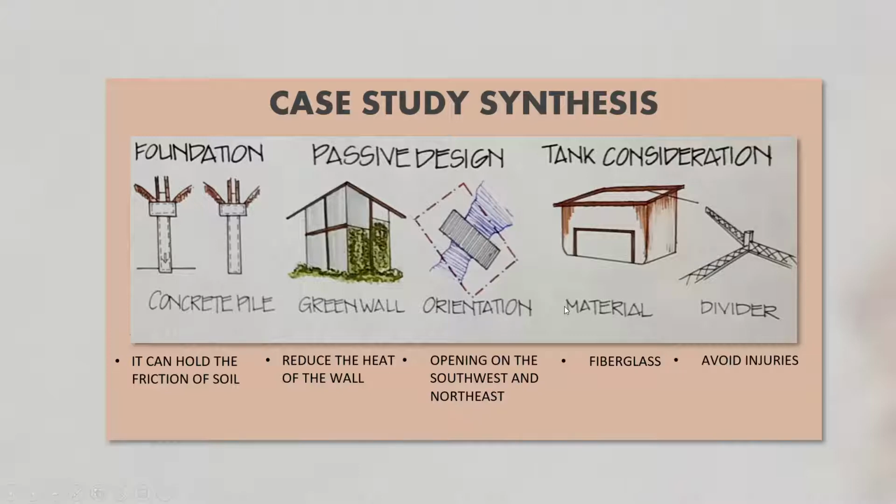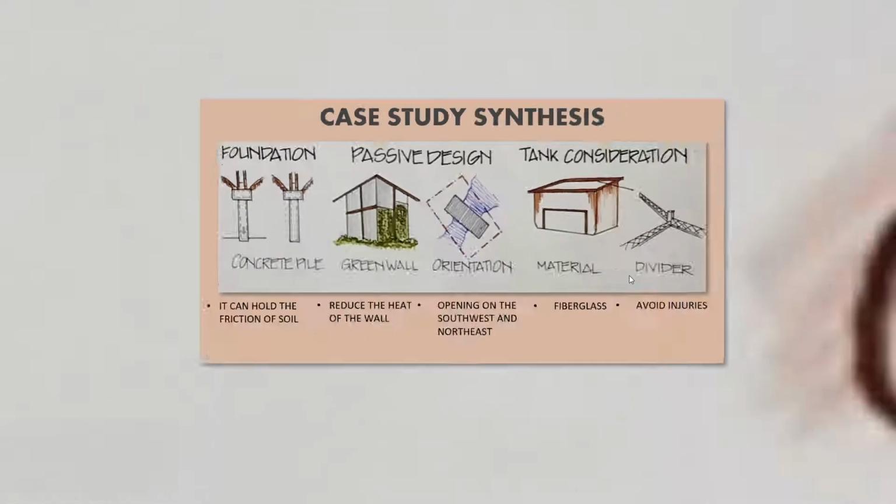And the last one is the tank consideration. The suitable size is 6 meters times 1.8 meters and 1.2 meters water depth. And the material that can be used is fiberglass because it can be molded in a variety of shapes. And by adding the divider, it can avoid injury between the turtles themselves.